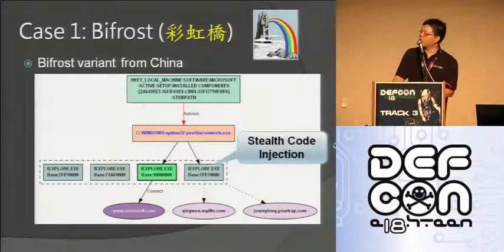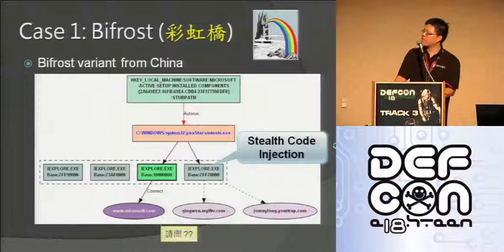And if you notice, the first one it tried to access is Microsoft.com. It actually tried to check whether the network connectivity is available or not. And then it tried to access some CNC servers. These CNC servers are actually named after Chinese vocabularies. For example, the one that we highlighted is called 请问, which means "may I know," as when you ask a question.